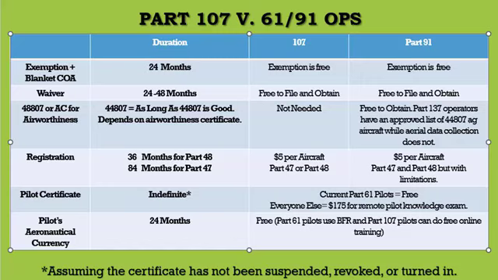Registration. So under Part 107, you would operate under Part 48 for registration. It lasts about 36 months. If you're doing Part 47, it lasts about 84 months. It costs $5.